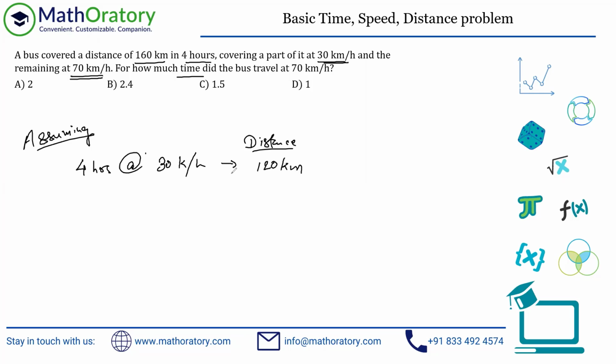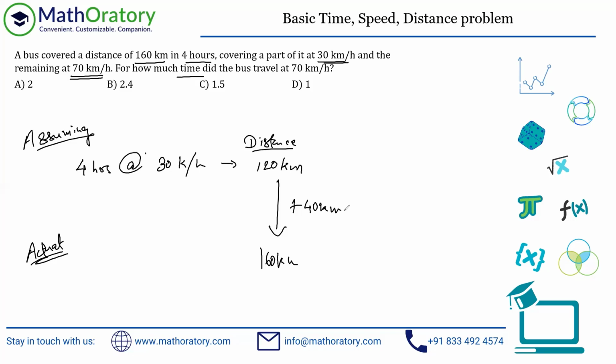So 120 kilometers, 4 into 30, right? But now think about the actual one. So actually the bus has covered 160 kilometers instead of this 120 kilometers, right? Which is an excess of 40 kilometers, right? So what do we have to do?